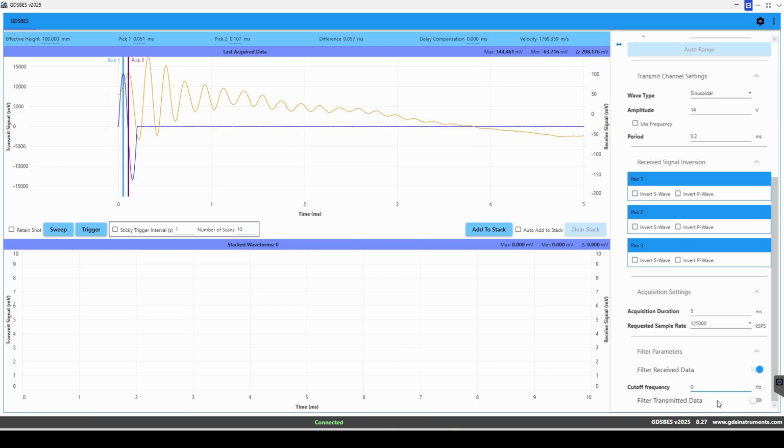So to summarise, these BES functions enable precise control over signal presentation and data acquisition. The signal inversion corrects for reverse transducer orientation by flipping the waveform. Acquisition settings define both the time window of the data and the detail level via sample rates. And filter parameters reduce unwanted low frequency interference, such as mains noise, while preserving the primary test signal.